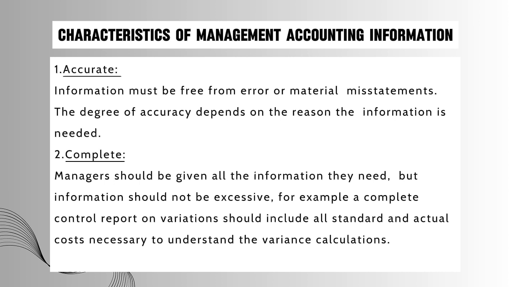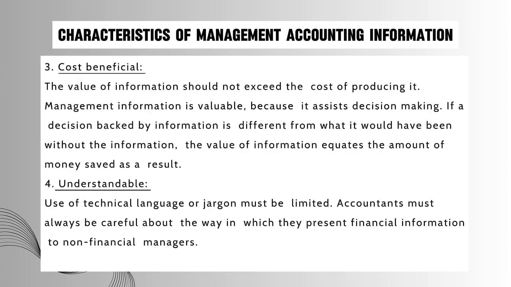2. Complete. Managers should be given all the information they need, but information should not be excessive. For example, a complete control report on variations should include all standard and actual costs necessary to understand the variance calculations. 3. Cost beneficial. The value of information should not exceed the cost of producing it. Management information is valuable because it assists decision making. If a decision backed by information is different from what it would have been without the information, the value of information equates the amount of money saved as a result.